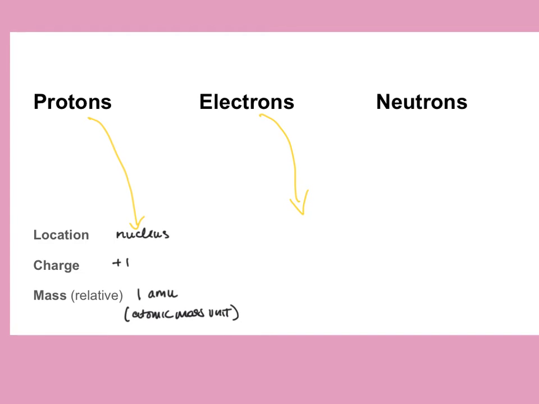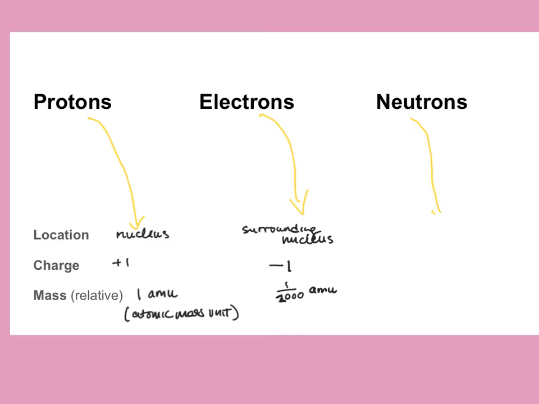Electrons are particles that are located in levels surrounding the nucleus or outside of the nucleus. They have a charge of -1, and their mass is roughly 1/2000th of an AMU. So quite a bit smaller than that of the proton.